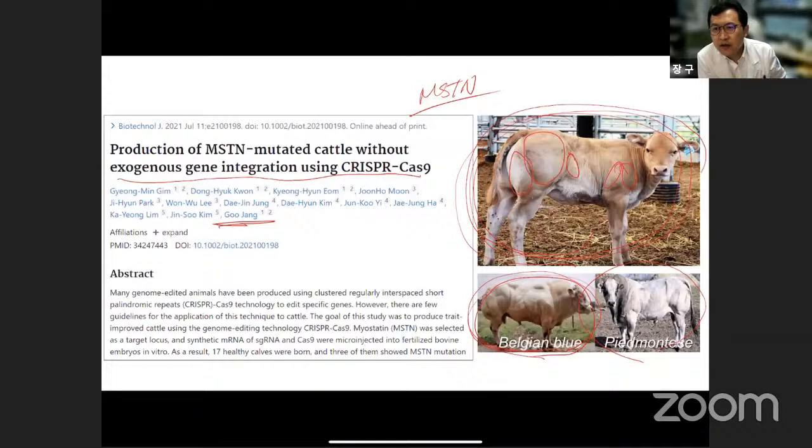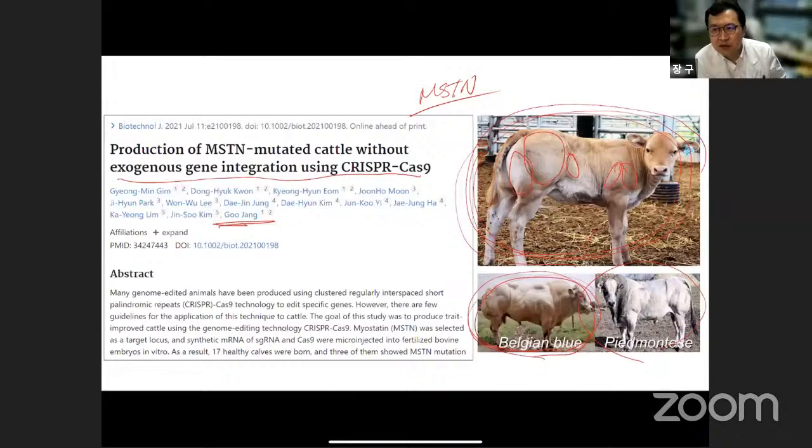Aditya Tree: Hello, Dr. Zhang. I want to ask about the MSTN mutation induced in cattle using CRISPR-Cas9. Is this kind of gene knockout really safe for human consumption if it's used to boost meat production? As far as I know, MSTN mutation induces muscle hypertrophy. Is there any risk this mutation will pass to humans? And will this technology be cost friendly for the production period? Thanks.